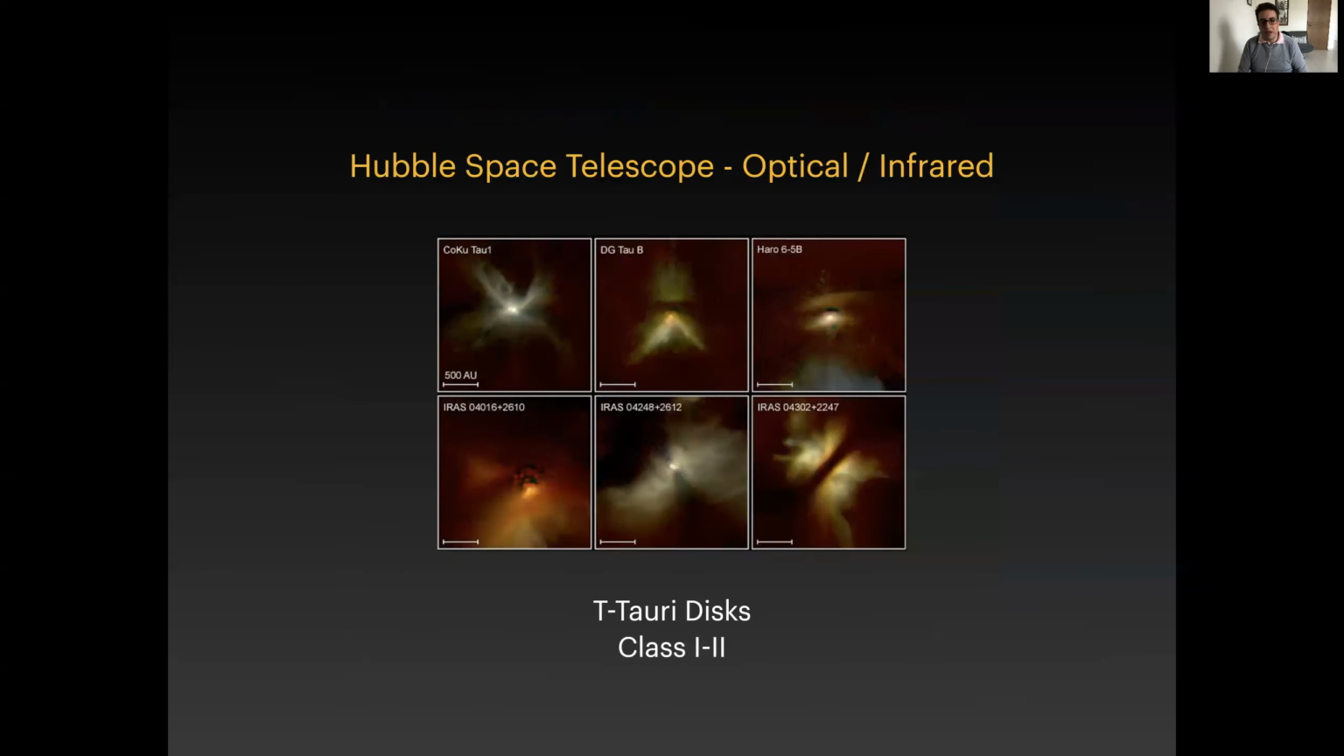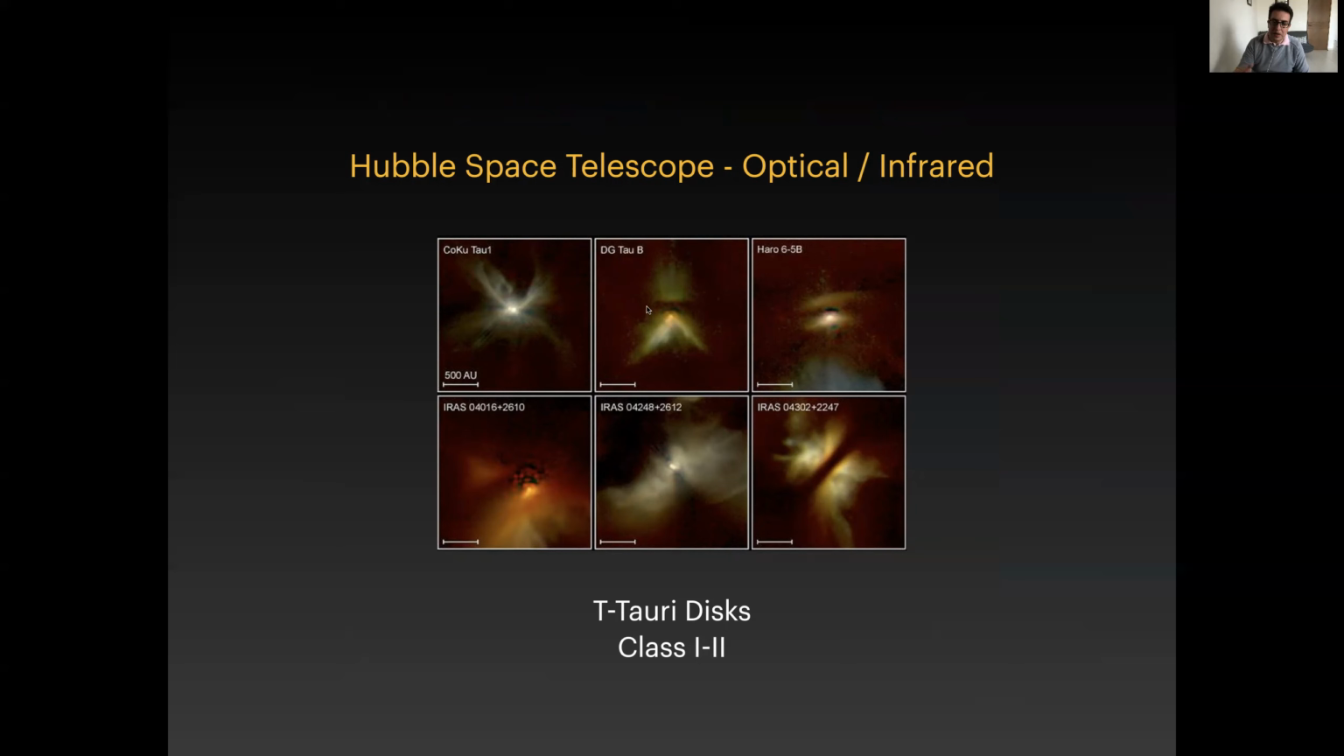This is another nice picture from the Hubble Space Telescope. This is the optical and infrared emission. You can see different panels, and also the scale, which is 500 AU. And here you have a different disk. You can see really dark lanes, and also bright lanes.